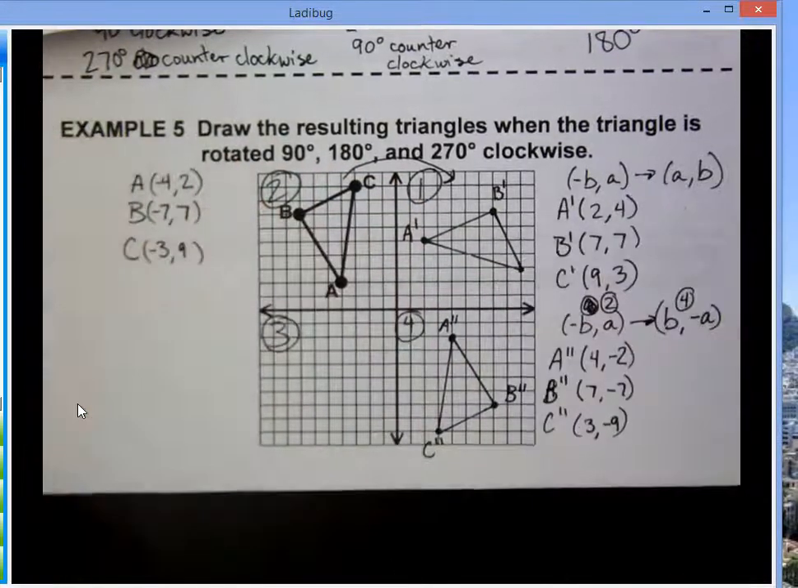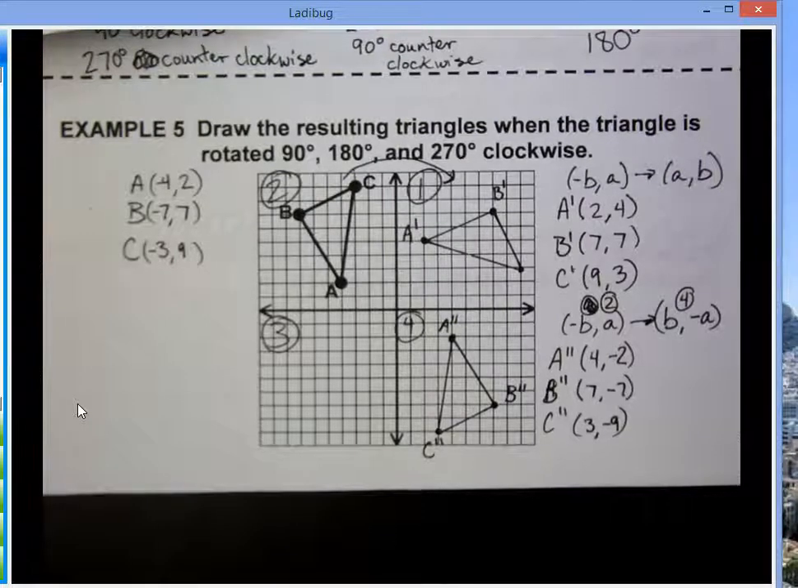Okay, I graphed those pretty fast. If you don't have yours finished graphing, stop right now. Stop the video and go ahead and finish graphing. And I'm going to move on to our last rotation.